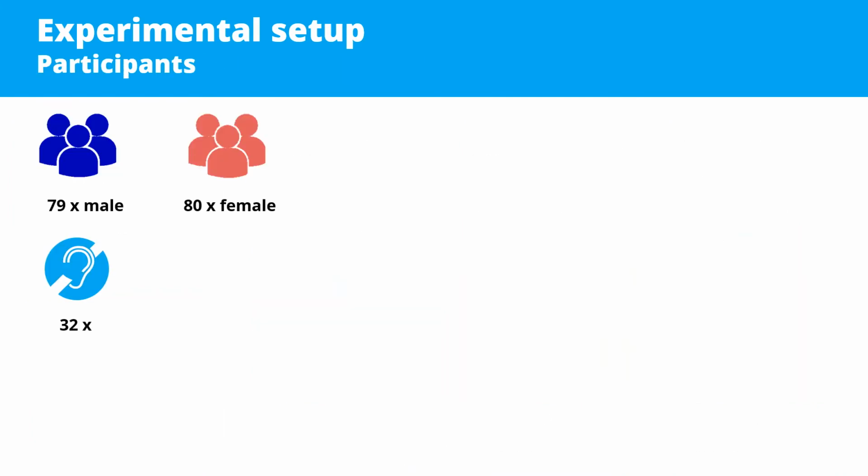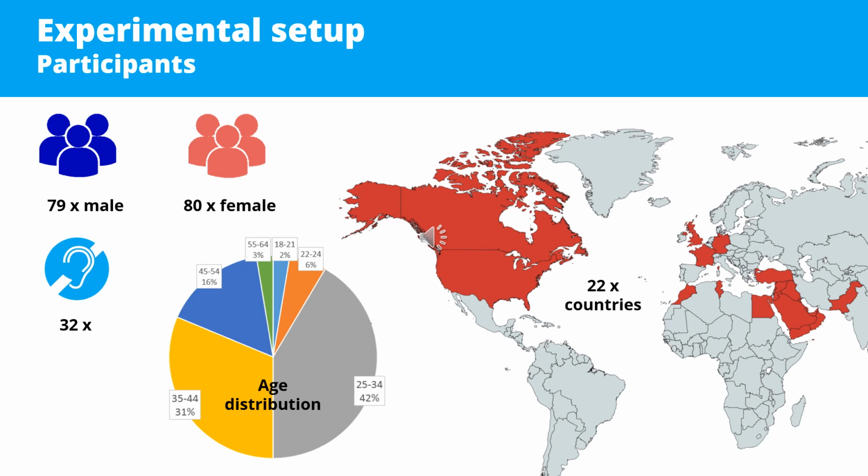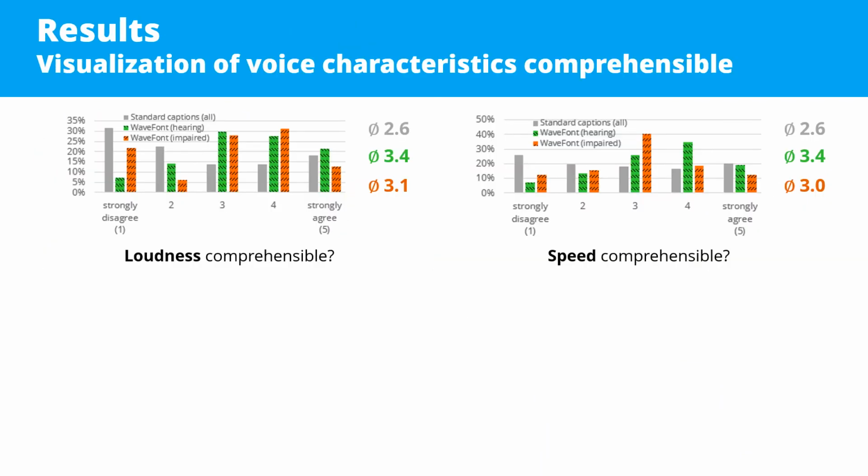159 people filled out our questionnaire. 32 participants have a hearing disability. 12 are hard of hearing and 20 are deaf. Our participants come from 22 countries. 153 participants' mother tongue is Arabic. Most participants were between 25 and 44 years old. In order to obtain detailed results, we ask for a score range where it makes sense. The score range follows the rules of a Likert scale, which ranges from 1 strongly agree to 5 strongly disagree.